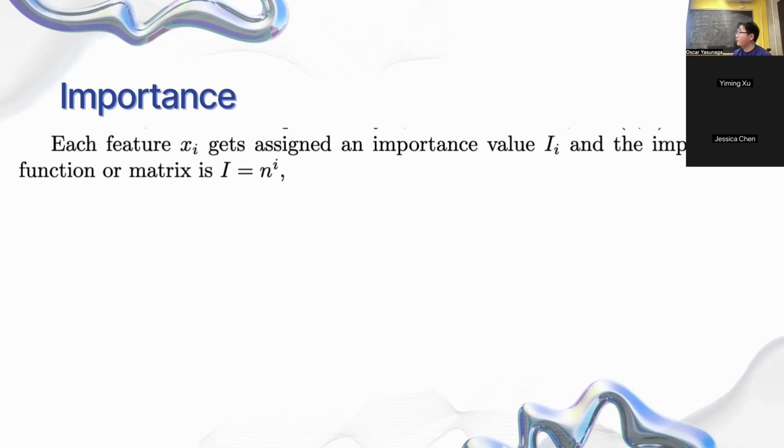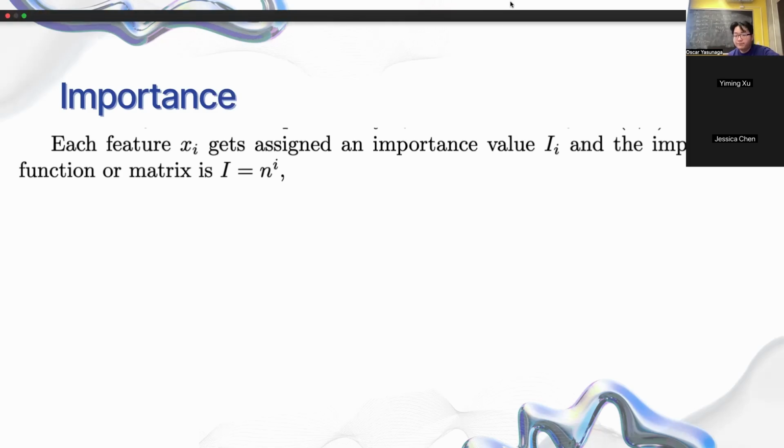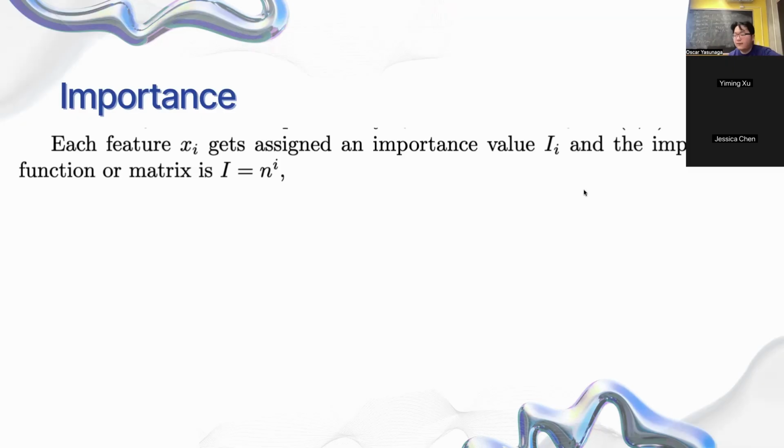And at least for this paper, they define importance as a product of a matrix I of I multiplied by their feature x of I. And I of I can be viewed as a function that takes in x of I, and I is just defined as some number, usually a fractional number, to the power of the index I.